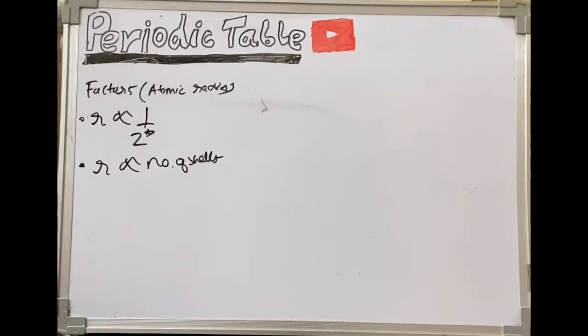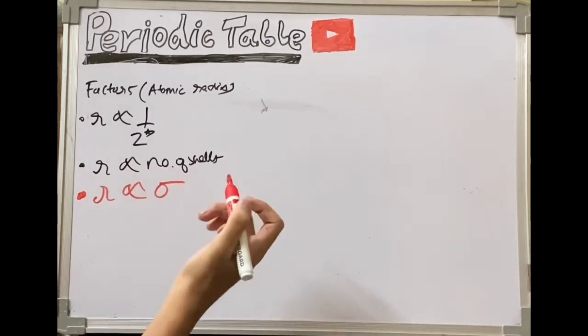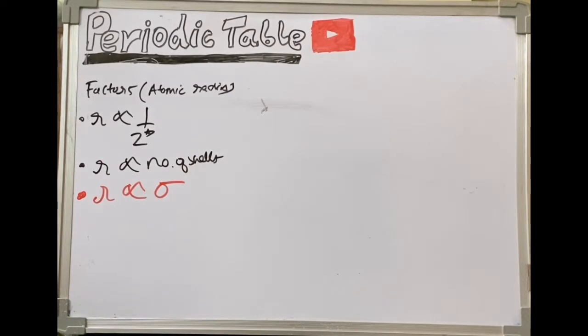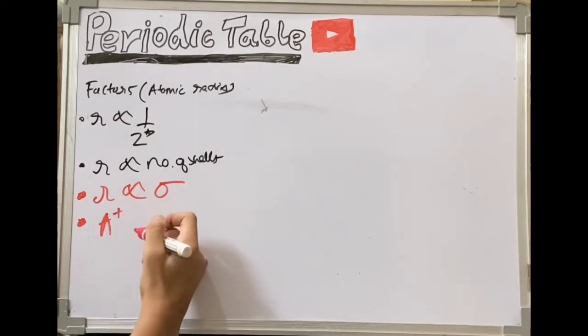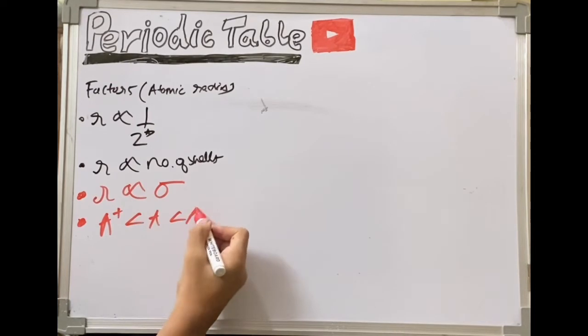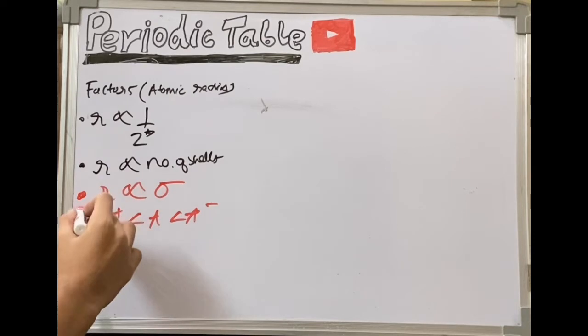Now we have a look at the screening effect. If the screening effect increases, the effective nuclear charge also decreases, right? And the electrons are held more loosely, and because of that, the radius increases. So this is again proportional to sigma. Now, as I told you before, A plus will have less radius than A, then A minus. This was the thing I just proved to you now.